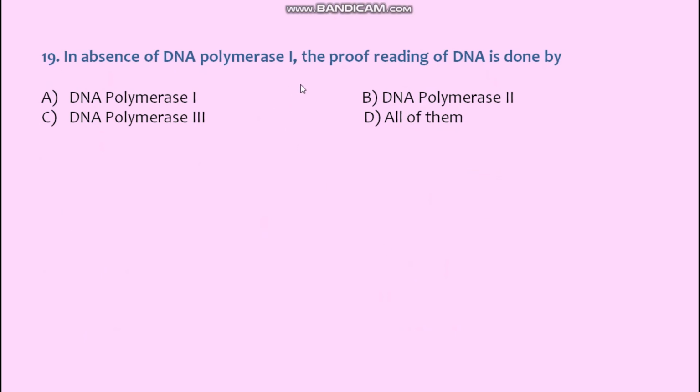Next question. In absence of DNA polymerase 1, the proofreading of DNA is done by. So first we understand what proofreading is. During DNA replication, if some unwanted nucleotide gets added, this enzyme will basically delete those nucleotides. That's called proofreading. Usually it is done by DNA polymerase 1, but in absence of DNA polymerase 1, it is done by DNA polymerase 2. So the correct option for this question is option number B.